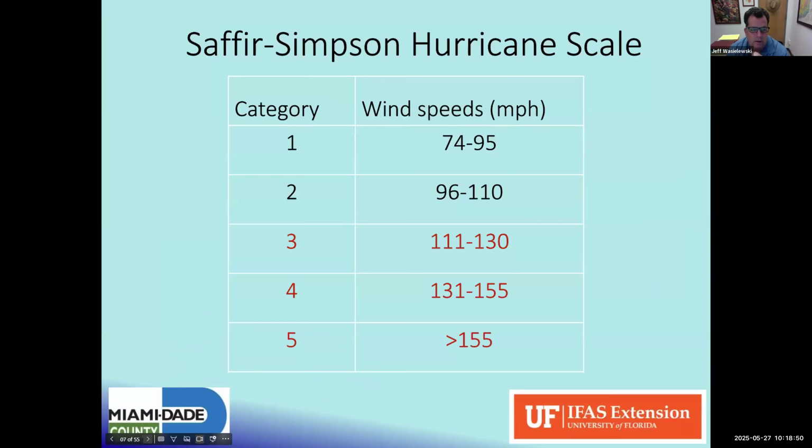So you're probably familiar with the Saffir-Simpson hurricane scale. You've certainly heard these numbers, category 1, 2, 3, 4, and 5. And we've seen in the last maybe 5 or 6, 7 years that storms are going quickly from a 2 to a 4, a 2 to a 5. So that's very scary and obviously very dangerous.